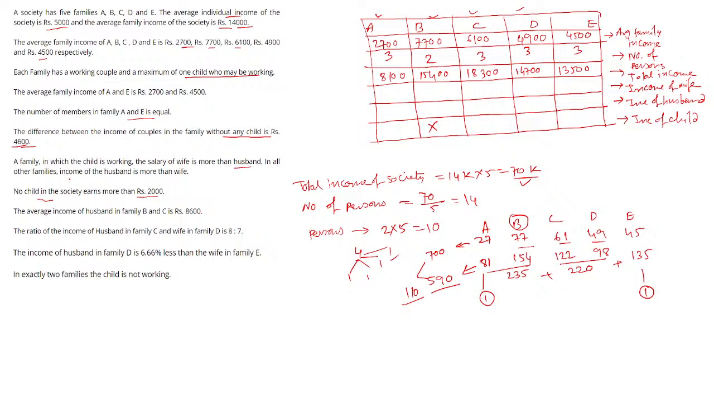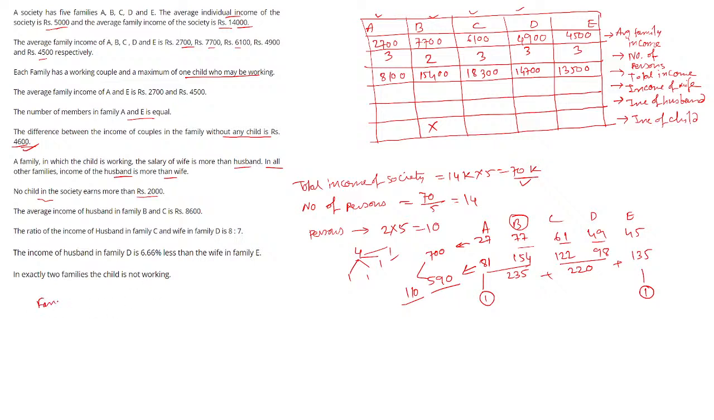In all the other families, whether the child is present but not working, or there is no child, in such families the income of the husband is more than the wife. Now income of husband more than wife perfectly satisfies the condition that the difference between the income of husband and wife in a family without any child is 4600. So this is 15,400 in family B.